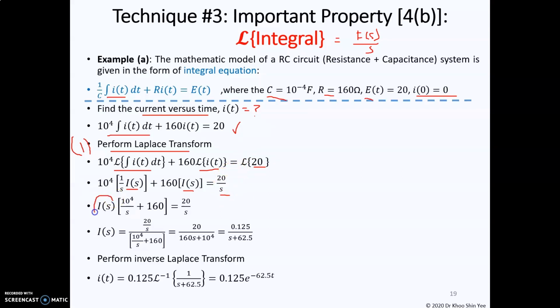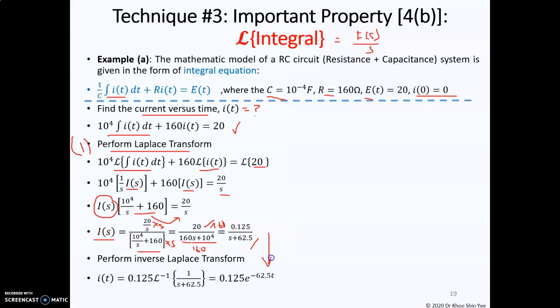Then we can collect the term for I(s). Move this term to the right hand side, and then you get this. Then to remove the s, you multiply s at top and bottom, so you get this. And to remove the 160, you divide at the bottom by 160 and at the top by 160, then you get the final form here. So this is in the Laplace domain.